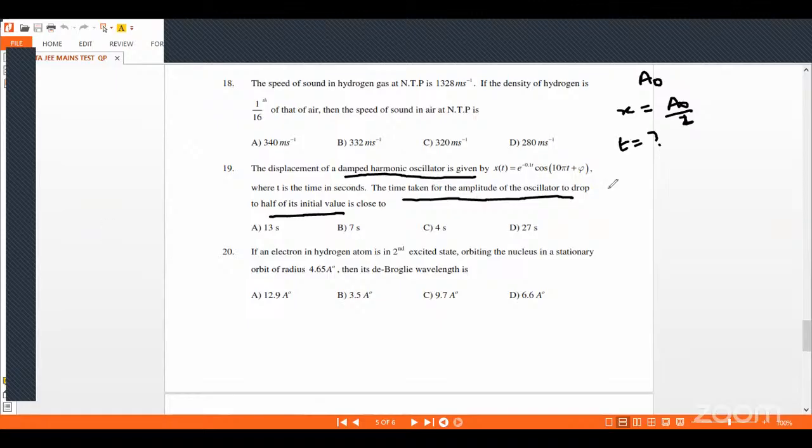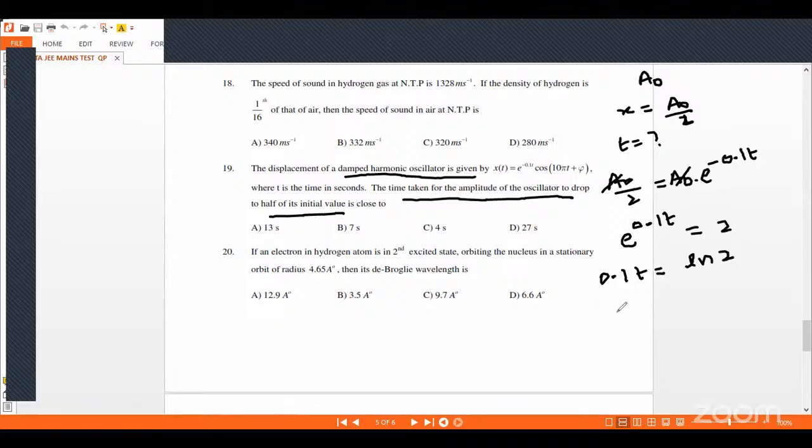So we can say A naught by 2 equals A naught times e power minus 0.1 t. So e power 0.1 t equals 2. Apply ln on both sides. So 0.1 t equals ln2. ln2 has value 0.693. Upon calculation, it is approximately 7 seconds.